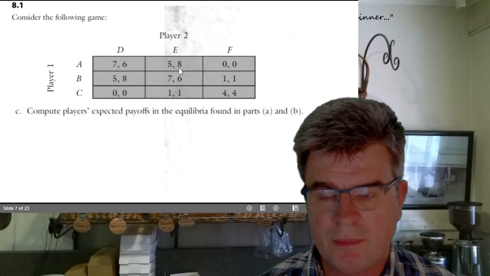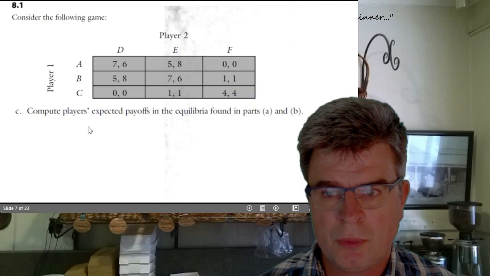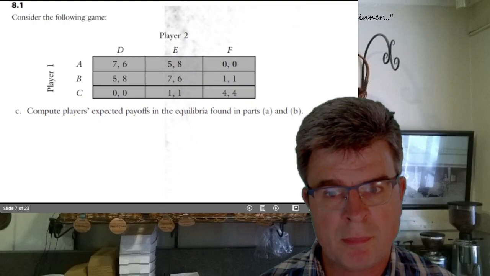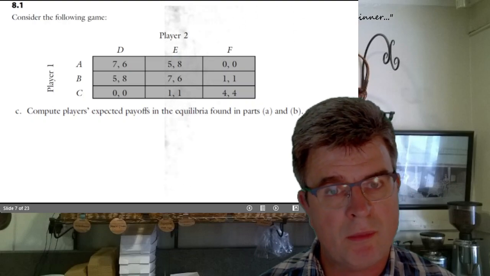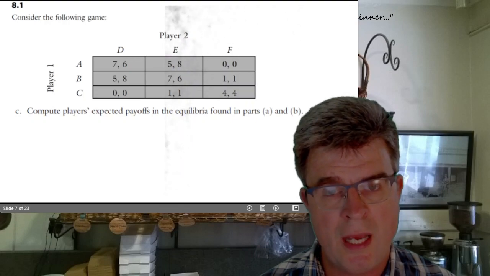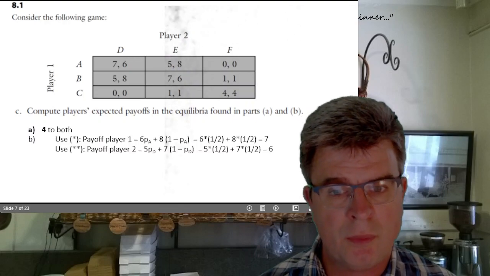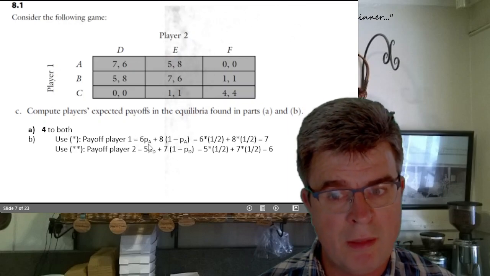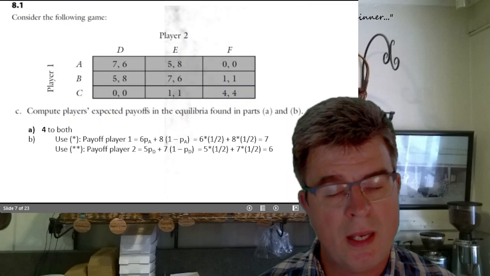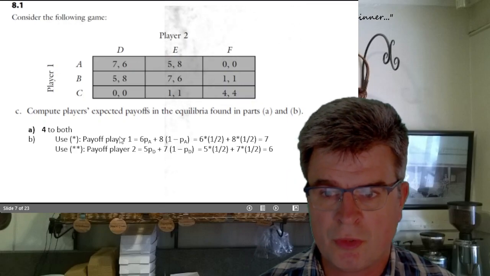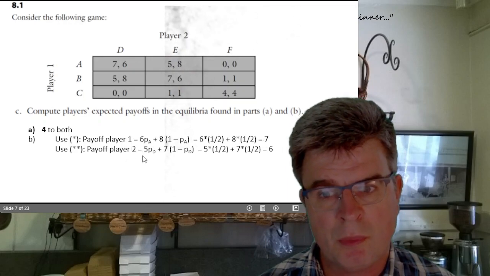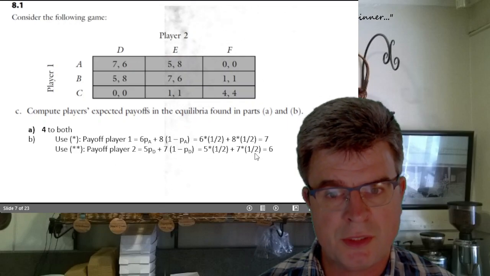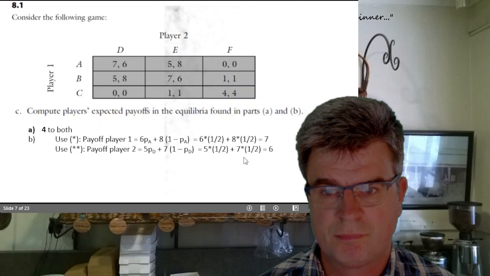And then we have question C. We need to compute the players' expected payoffs in the equilibria found in parts A and B. Well, we already know that the payoff in the pure strategy Nash equilibrium in question A is equal to 4. And in question B, we just plug in the equilibrium values of PA and PD into the expected payoff function. We observe that the expected payoff of player 1 is equal to 7, and the expected payoff to player 2 is equal to 6. And that completes question C.